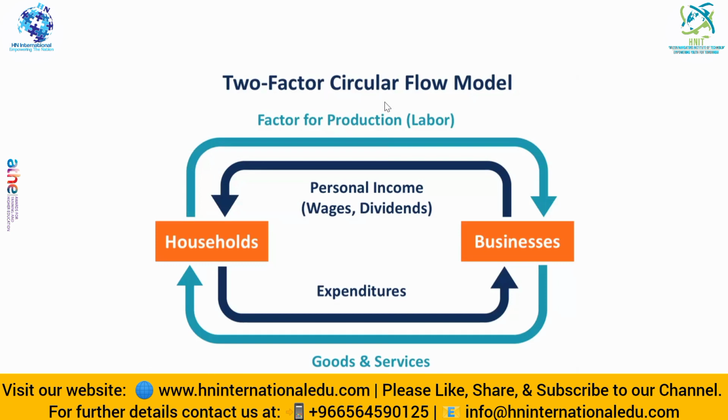It is very clear. You can see that from household to business, the income is flowing, and from business to household, the personal income in the form of wages is going. But in the perspective of what? Labor. Here, the factor of production is labor. The personal income is in the form of wages, and the expenditures are in the form of goods and services. Clear? Yes.